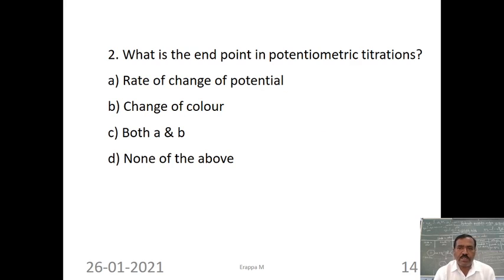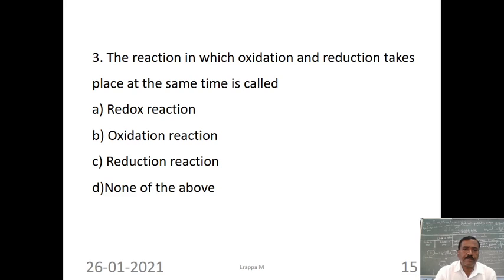Question number 2: what is the end point of the potentiometric titration? A, rate of change of potential. B, change of color. C, both A and B. D, none of the above. Our answer is A, rate of change of potential.